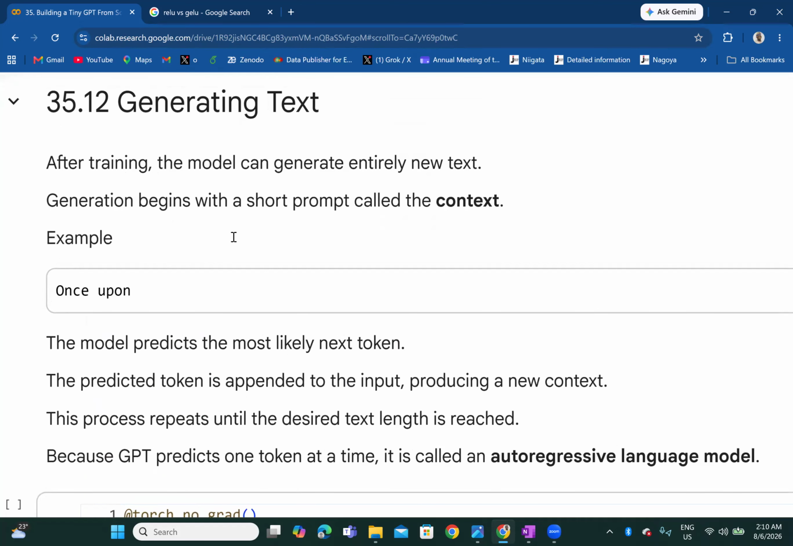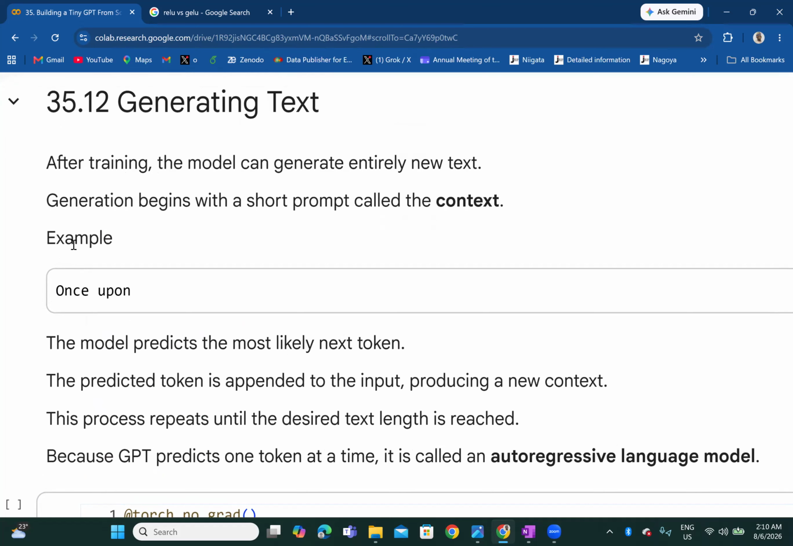Talking about generating text now: after training, we have trained the model, of course based on the data we have, and we saw that the loss is not that reliable. But it's something. If you have better text, you get better results. After training, the model can generate entirely new text. Generation begins with a short prompt called the context.